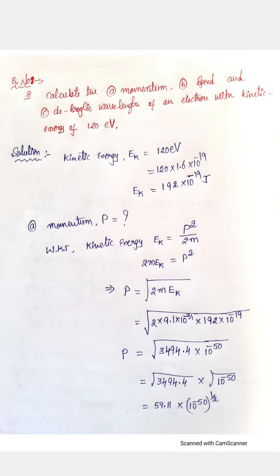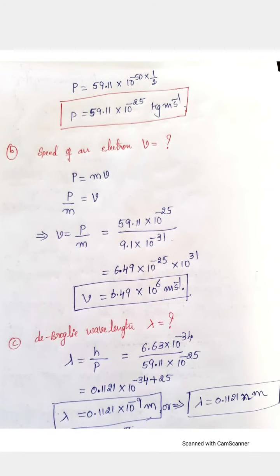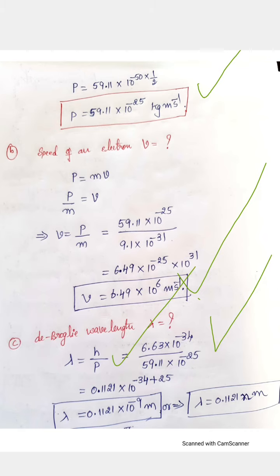In this numerical, initially we calculated the momentum by using the kinetic energy relation, and we got a certain value, that is momentum is equal to 59.11 into 10 to the power minus 25. Later, the speed of the electron: by using the basic equation of the momentum we calculated the speed. Later the de Broglie wavelength, that is lambda. Lambda is equal to h by p. By using this we calculated the lambda value.